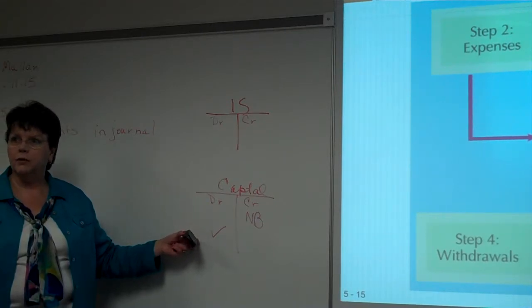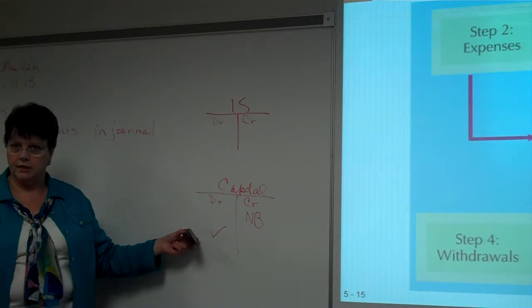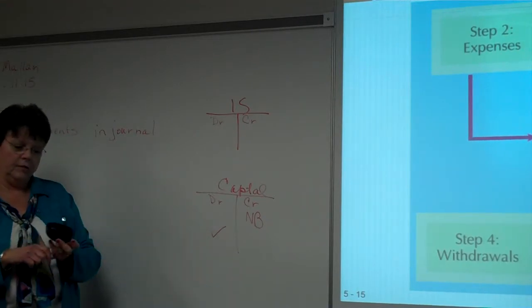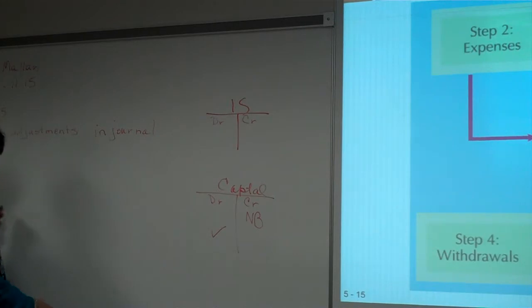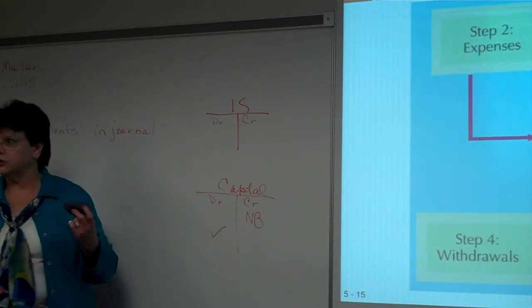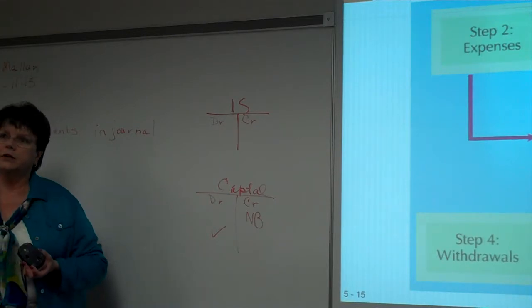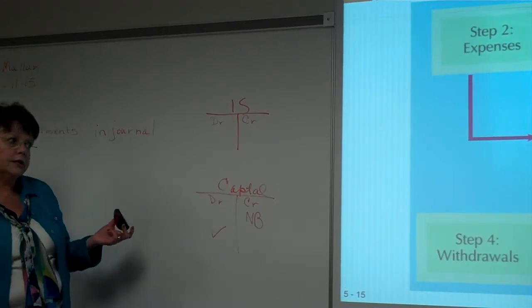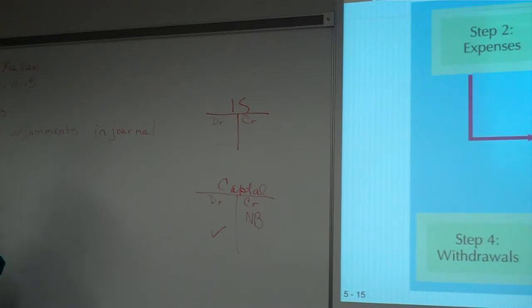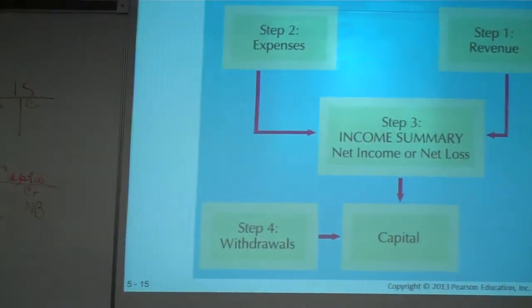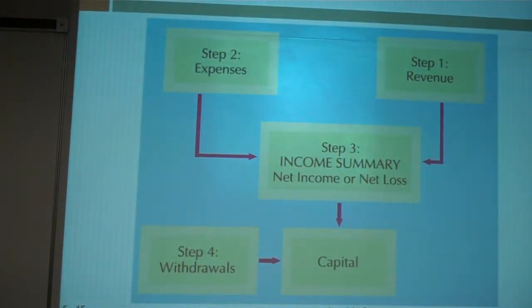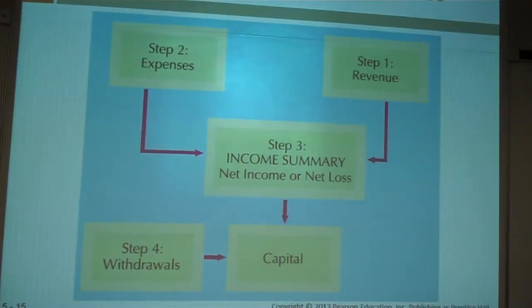So that's how I'm going to word the question on the test. We'll do a few of them, and it will make a little bit more sense after we actually post these closing entries so you can see what's happening in the ledger. Right now you don't know what's happening to the ledger. Where's the normal balance for income summary? Doesn't have one. That's a question on the test.